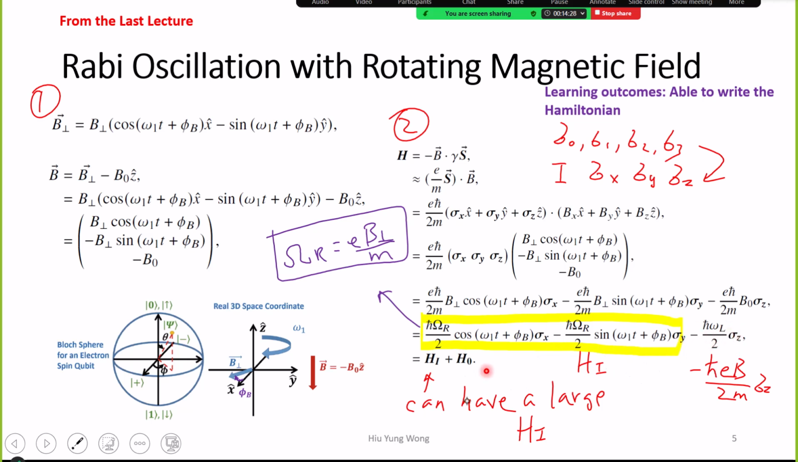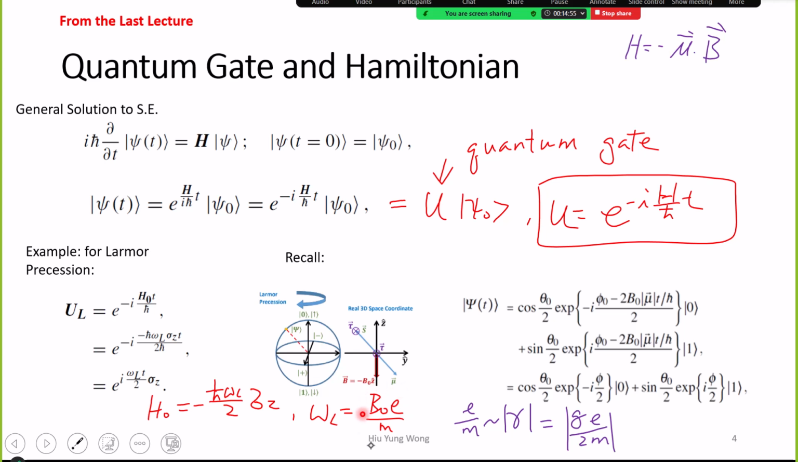Again, we have the H0 due to the DC magnetic field doing the splitting. And then we have this HI, right? You can make it large this time, no problem. But particularly, we introduce a quantity called Rabi frequency in this setup, which is e B perpendicular over m. And for those who already studied, you should know that this looks like the Larmor precession frequency also, right? B0 e over m. And later I will show you that indeed it is Larmor precession if you go into the rotating frame. We discussed this earlier already.